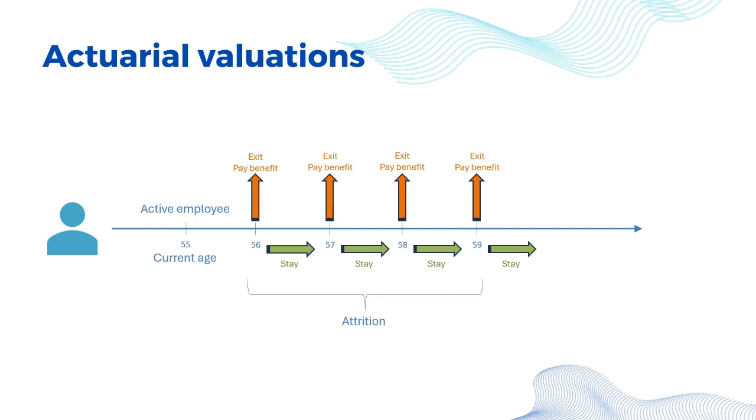During these periods before retirement, an employee can exit due to attrition, voluntary or involuntary, with probabilities determined using future withdrawal assumptions taken in the valuation.